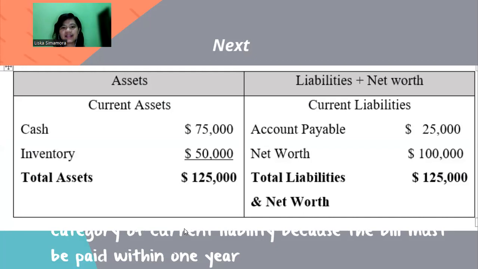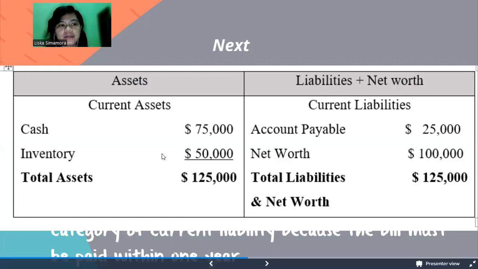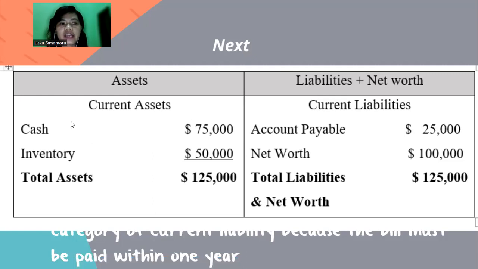Okay, so let's see how they can have more than 100,000. This is the explanation. From the previous, we have the cash 100, but now they already spent some of the cash, 25,000. So now they only have cash of $75,000.